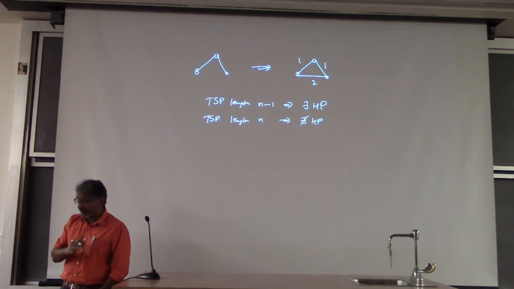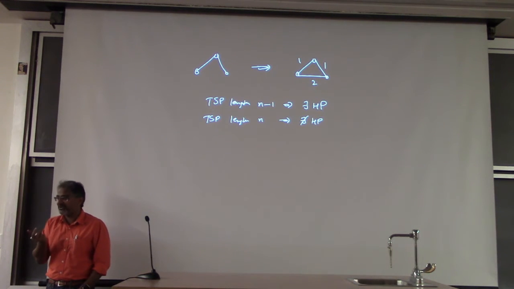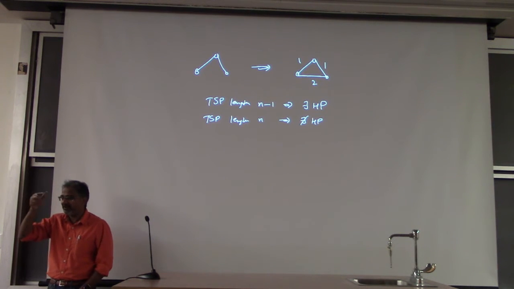So we can still use the reduction, but now our gap is between n and n minus 1. That doesn't give us an approximation guarantee. Because the difference between n and n minus 1 is not a multiplicative gap, it's an additive gap. As n goes to infinity, the ratio becomes 1.